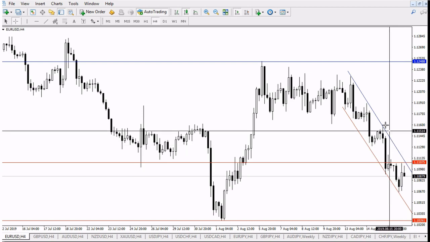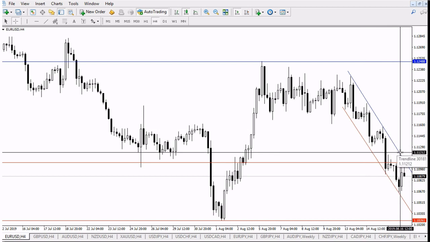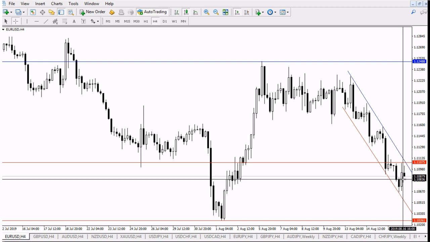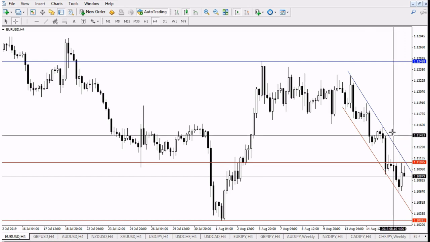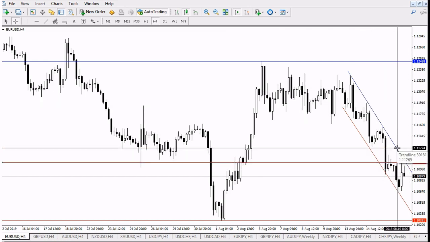lookout for a breakout of the descending channel's resistance, to the upside I mean. So below this level, the bearish momentum of the EURUSD is still intact, but then within the course of the week, be on the lookout for a break above the resistance. That is if it comes.